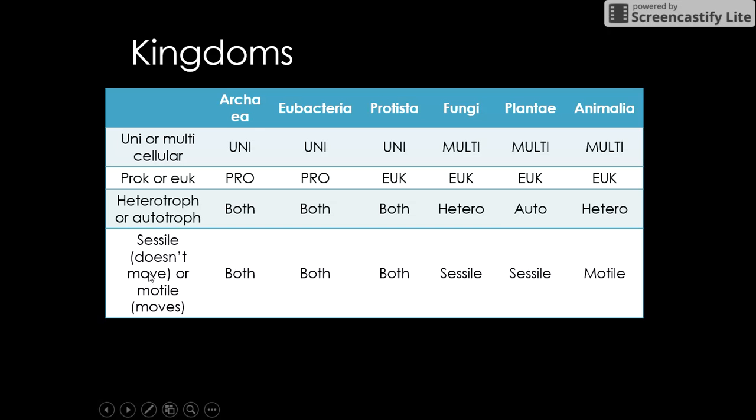Sessile means does not move. I would write this down as a vocab word somewhere in your packet. And motile means moves. The first 3 can do both. They can either chill and not move, be sessile, or they can move and be motile. The next 2 do not move. Fungi, think of mushrooms. Mushrooms are a type of fungus. And plants, think of all the plants. They can't move. They are sessile. Animals definitely move.